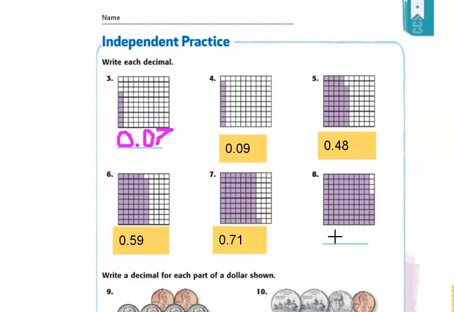Now this one, since we've almost got a full box shaded, instead of counting, I can just count backwards from 100 to get how many are left. 100, 99, 98, 97, 96. So 96 hundredths, or 9 tenths and 6 hundredths. Okay, that's how those are written.